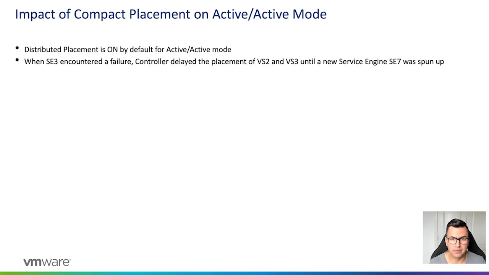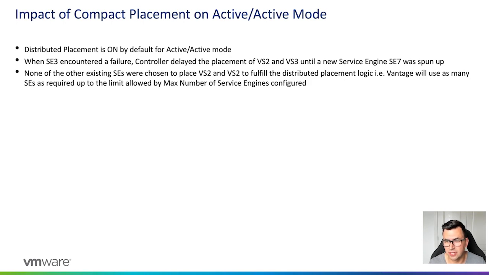Again, this is the impact of using that setting. We can also select compact placement for active-active. By default it's off, but we could change it. When Service Engine 3 encounters a failure, the controller delays the placement of VS2 and VS3 until a new Service Engine, SE7, has spun up. None of the existing SEs were chosen to place VS2, and VS2 fulfills the distributed placement logic.